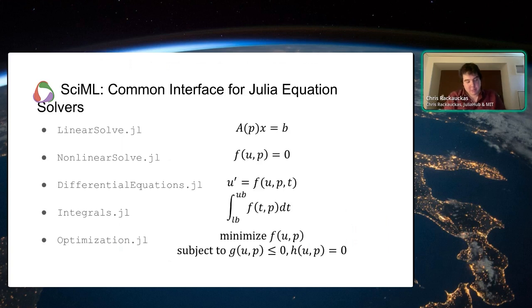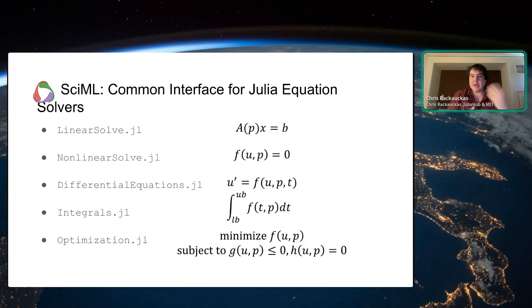And what we do with this is, after we find out what type of equation is the optimal form to be able to solve this problem, we do this code generation to be able to use either the linear solvers, nonlinear solvers, differential equation solvers, integral methods, or optimization libraries, which are all unified through a single interface in what's known as Julia SciML, right?